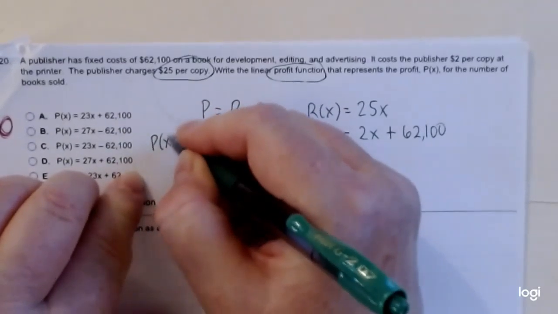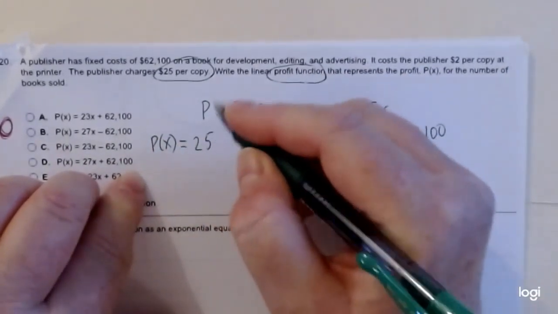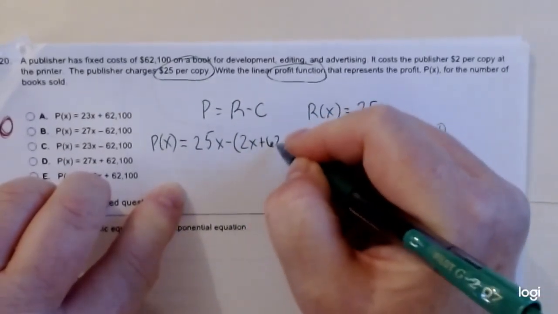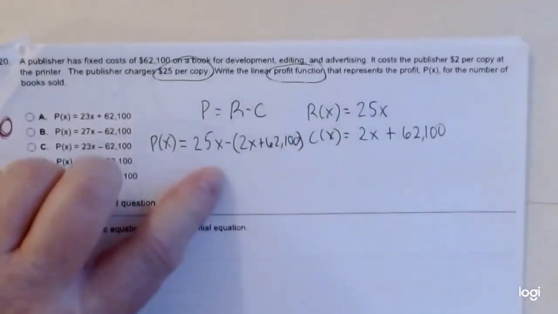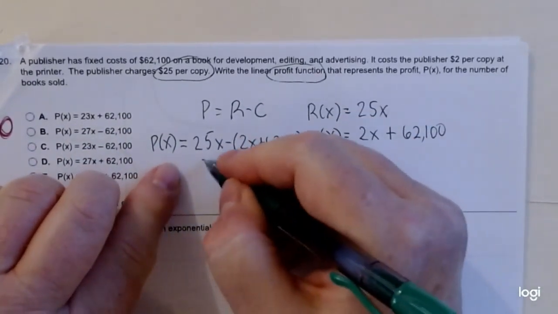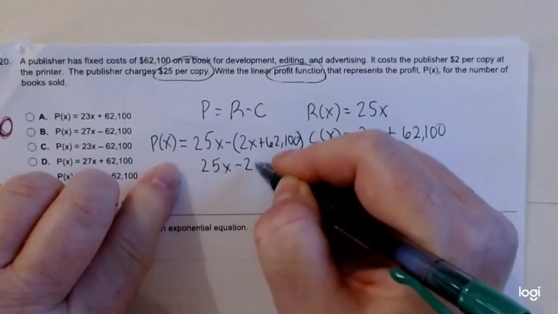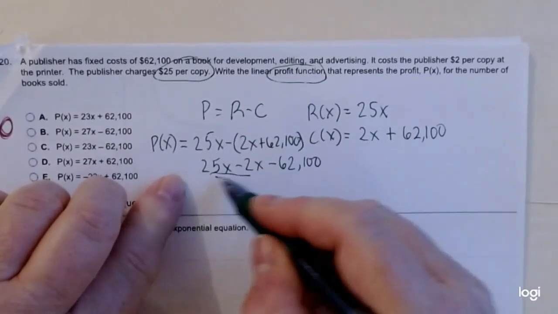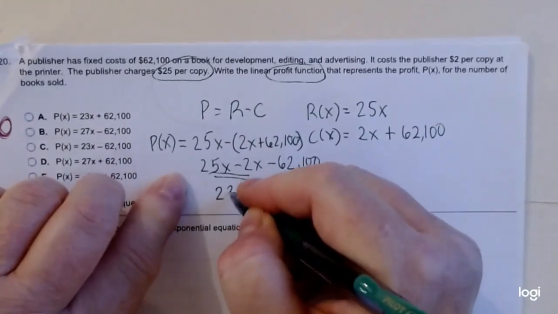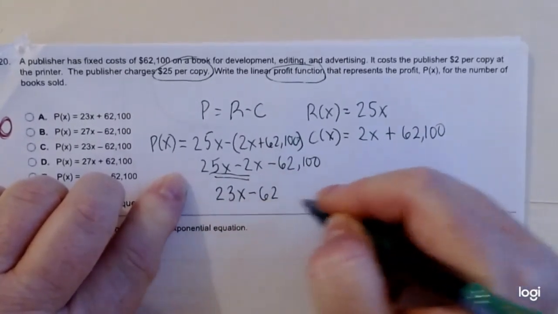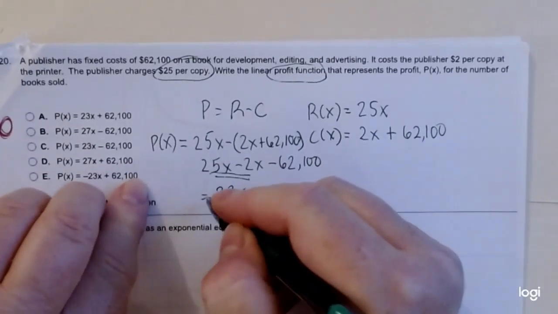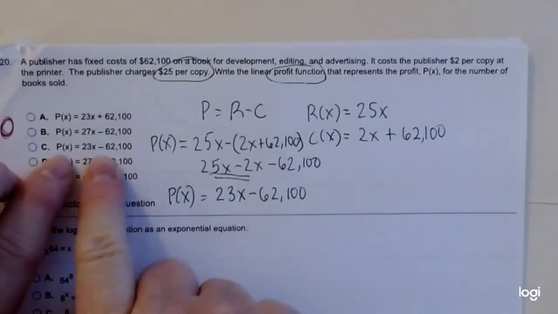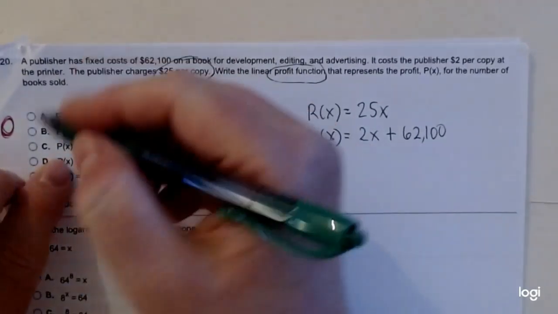So P of X is 25x minus 2x plus 62,100. This minus has to be distributed through here, so we have 25x minus 2x minus 62,100. And these are like terms here, so I can just subtract those, and I get 23x minus 62,100, and that is our profit function. So 23x minus 62,100, so C.